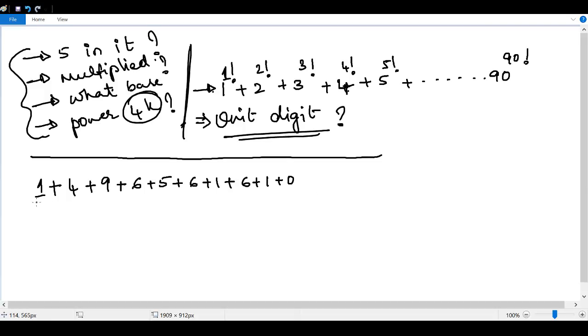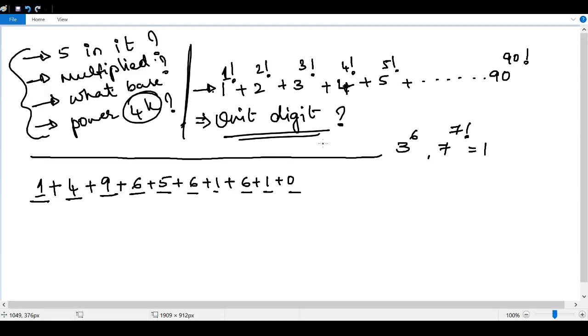I'm repeating. 1 power 1 factorial will give me 1, 2 power 2 factorial will give me 4, 3 power 3 factorial will give me 9, because 3 power 3 factorial means 3 power 6, which is 3 square, 9. 4 power 4 factorial will give me 6, because 4 is raised to an even number. 5 power 5 factorial will remain 5. 6 raised to any power remains 6. 7 power 7 factorial will give me 1. 8 power 8 factorial will give me 6. 9 power 9 factorial will give me 1. 10 power 10 factorial will now give me 0.